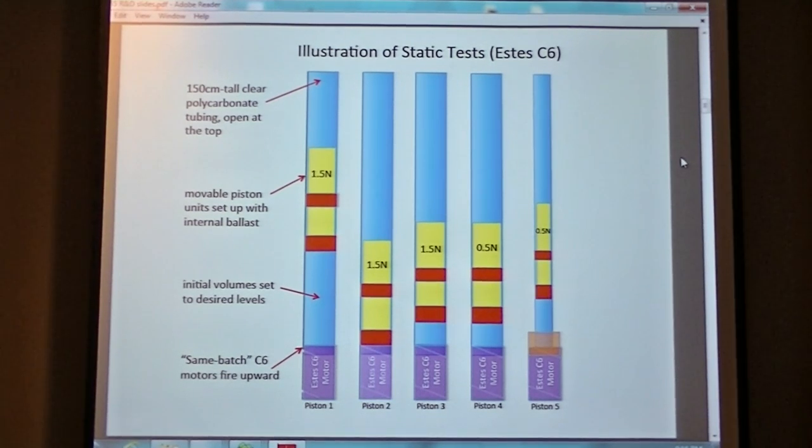We tested two different weights at three different initial volumes using the same batch of C6 motors. The motors fire upward, and the piston launches out of the tube. It's a very simple test.